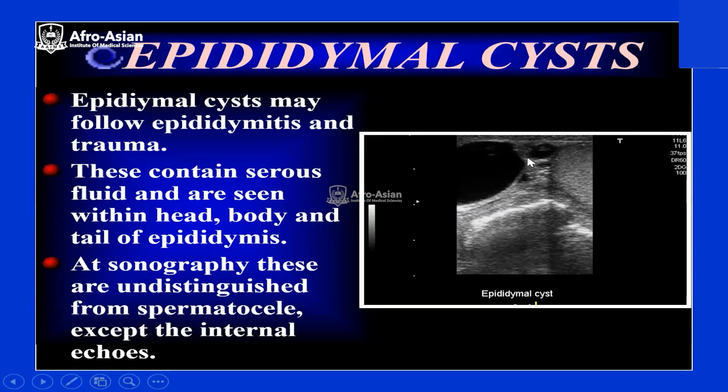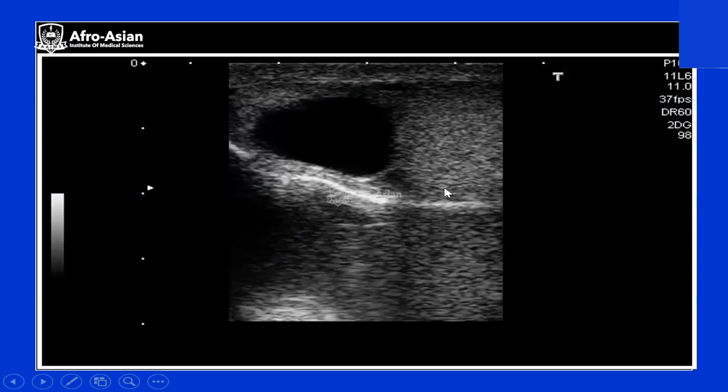Whereas this is epididymal cyst, which can be due to trauma, contain serous fluid and are seen within the head, body, and tail of epididymis. At sonography, these are indistinguishable from spermatocele except for internal echoes.